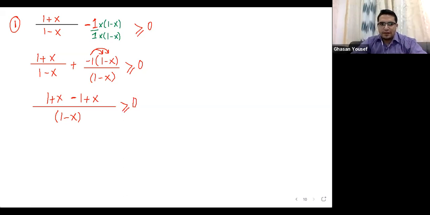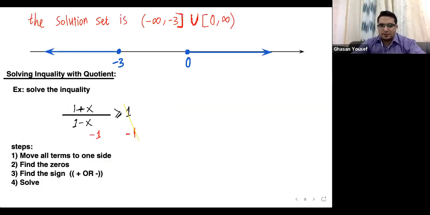Now we can simplify here. I get 1 and minus 1, and x plus x. 1 minus 1 is 0. They cancel out. Exactly, Pamela. And x plus x is 2x. So here I get 2x over 1 minus x, greater than or equal to 0. So the first step is done. We move everything, we simplify, I get 2x over 1 minus x. Now the second step is to find the zeros.